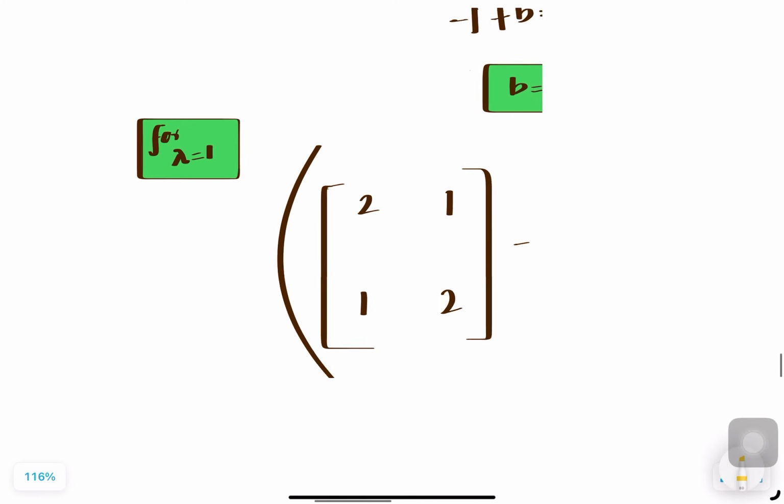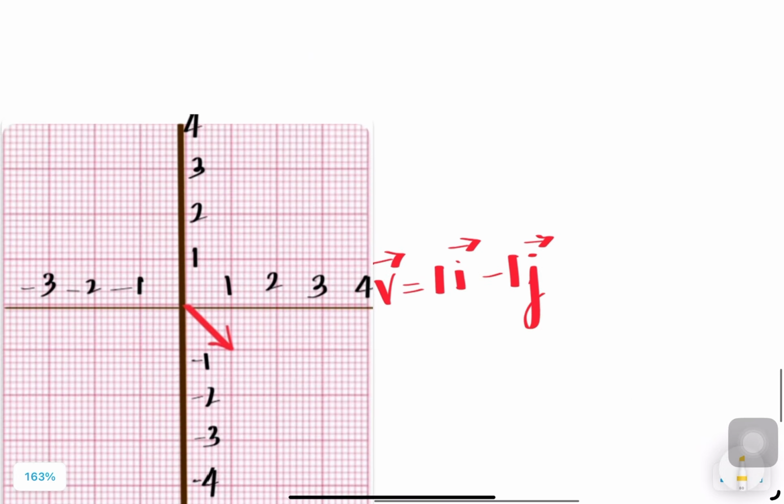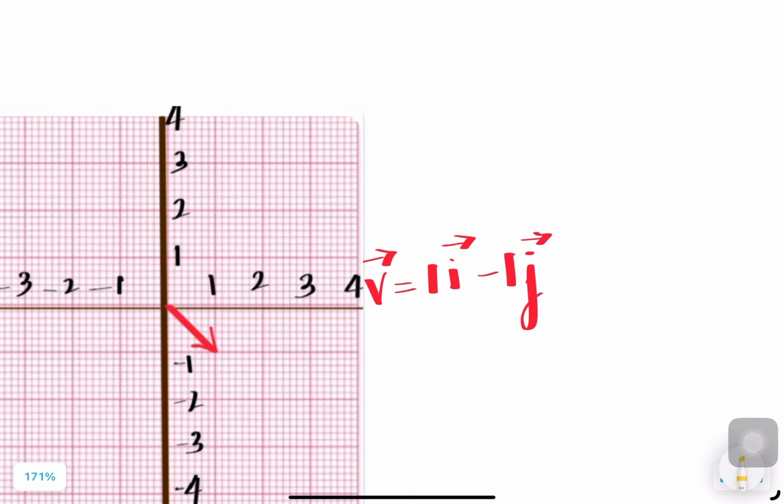We are going to do exactly the same mathematics and you can find the value of b. Here is the value of b, that is -1, which means that that magic matrix is not only a magic matrix for the 1, 1 vector, it's also a magic matrix for the 1, -1 vector. So these two vectors are the corresponding eigenvectors for that particular magic matrix. One vector is the 1, 1 vector, the other vector is the 1, -1 vector. So these two vectors are the corresponding vectors for that magic matrix.